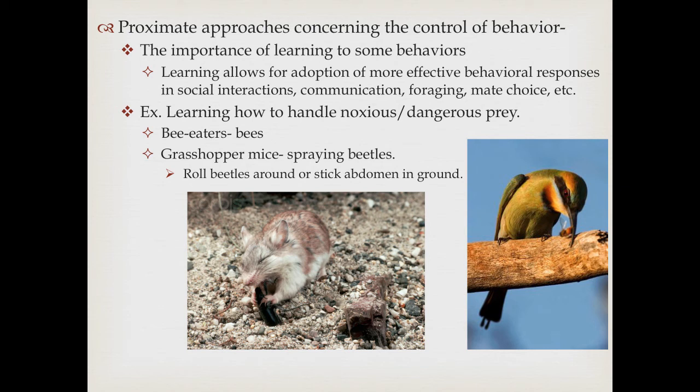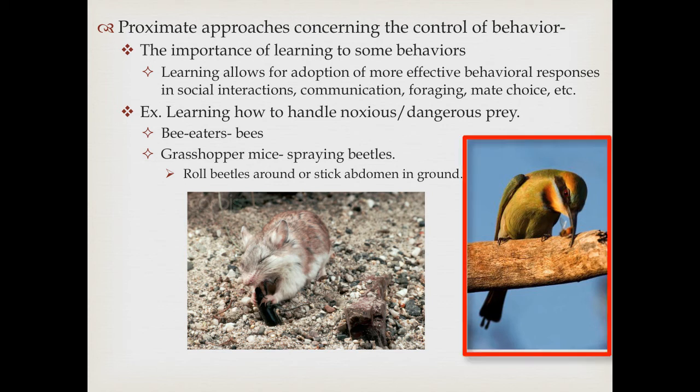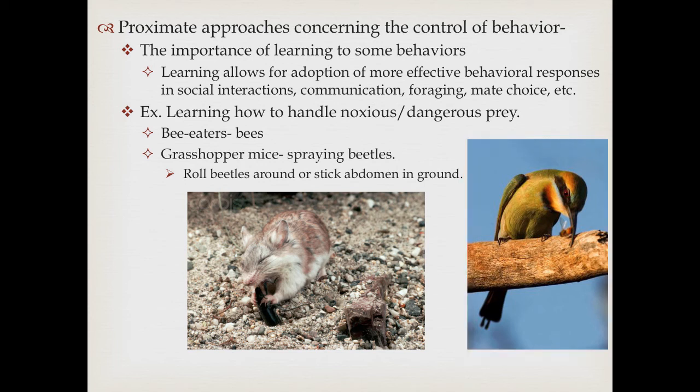So here's an example of this, learning how to handle noxious or dangerous prey items. One of the birds that I've studied in the past are bee eaters. They capture bees that have the potential to sting them, and they learn very quickly how to do this behavior called bee rubbing, where they discharge the stinger and the venom before they eat the bee. And if you watch juvenile bee eaters, they're not very good at this, and they get stung a lot, and they develop this behavior as they get older.